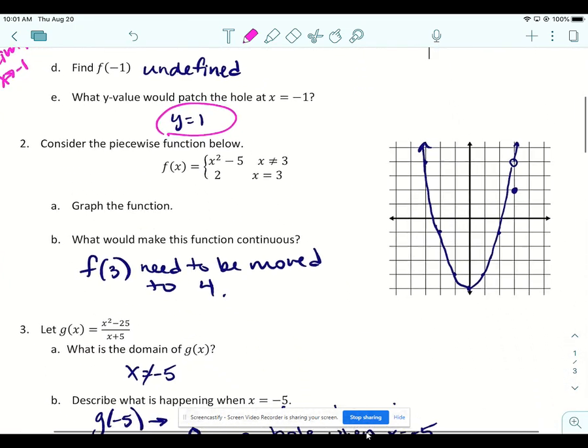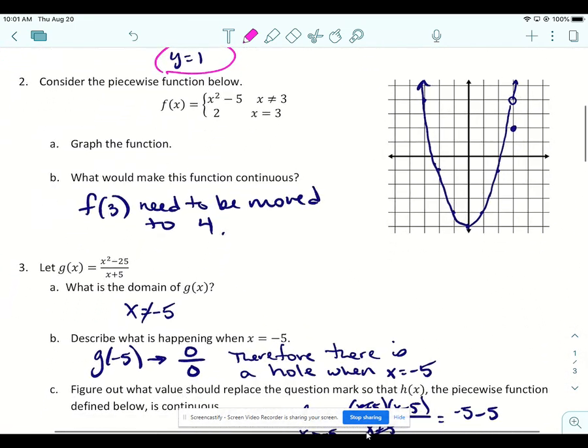Okay. So in this one, you graph the function for all the x values except 3. You're going to square the x, subtract 5. When x is 3, the point is at 2. And so if we wanted to patch the hole, we would just take that point and move it up to 4. So instead of a 2 there, you would have a 4 there.